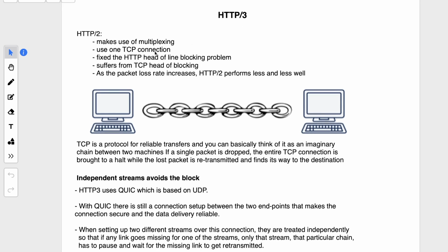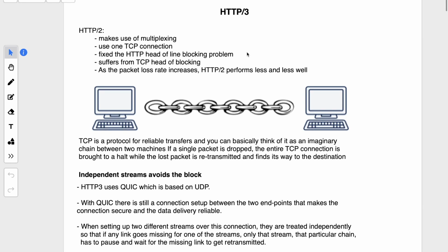It only uses one TCP connection, and it fixed the HTTP head of line blocking problem, because in HTTP1 head of line blocking, with the connection only one request was possible, right? So if the client wants to make another request on the same connection, it has to wait for the previous request to get finished. So that was the problem in HTTP1, which HTTP2 resolved by the use of multiplexing.